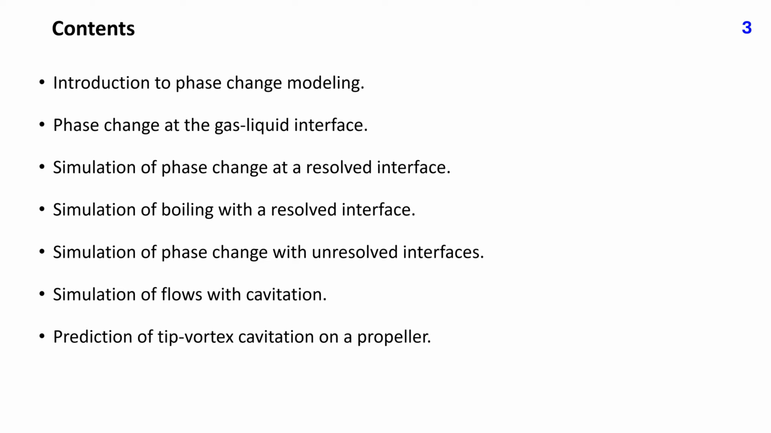One of the most widely used cavitation models, which is available in all commercial codes, the Schnerr-Sauer model, is described. The example of prediction of tip vortex cavitation on a propeller is used to highlight the interaction of discretization and modeling errors and the importance of local grid refinement to capture critical flow features.